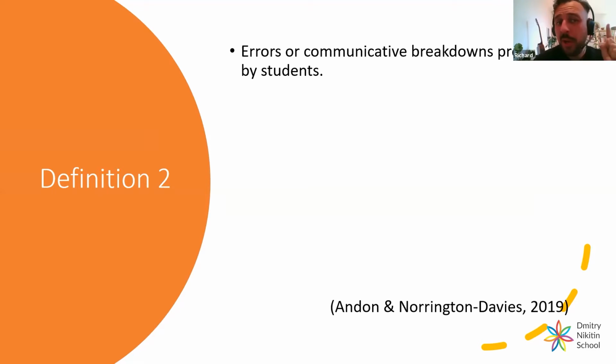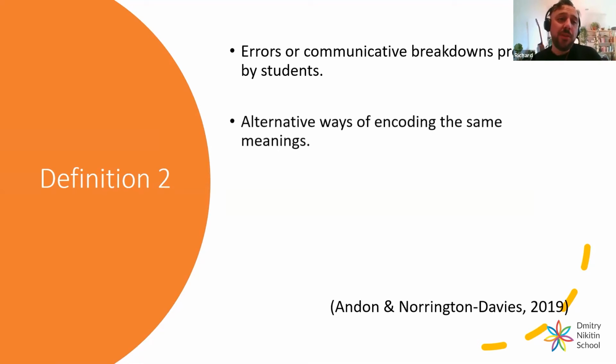Because as teachers, we know when we're dealing with what learners say, we're not only dealing with errors, we're dealing with much more. We're also dealing with when the student says something, you've got an intermediate or an elementary student, and they say something, and you want to push them to say something more, to encode their meaning in a more complex way, then this is also emergent language.